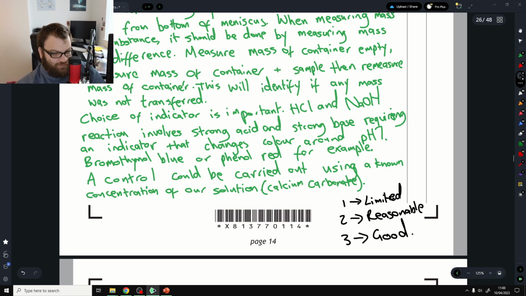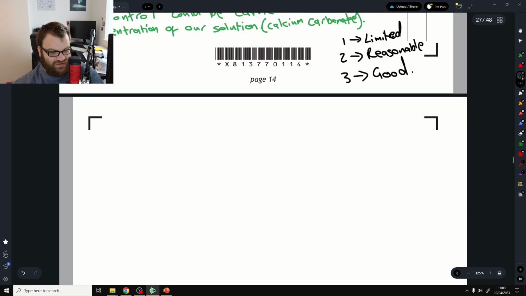There are probably more things that we could talk about. To get all 3 marks, you need to be good. You get 2 marks, you need to be reasonable, and 1, you need to give a limited answer. Moving on to our next question.